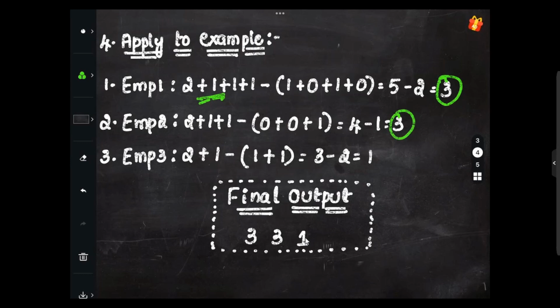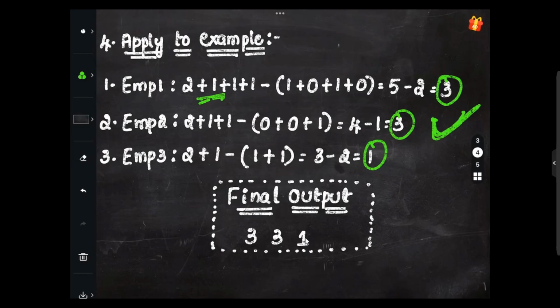For employee 3 we have 2 plus 1 minus 1 plus 1, nothing but here 3 minus 2, nothing but 1. So we have got here, accordingly with the approach that we have discussed. So when we apply the same thing to the example, we have got the output 3 3 1.